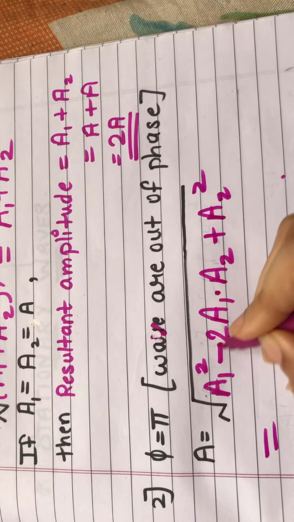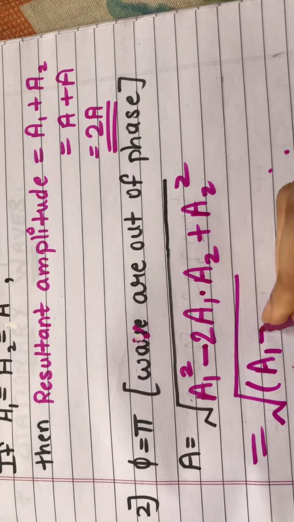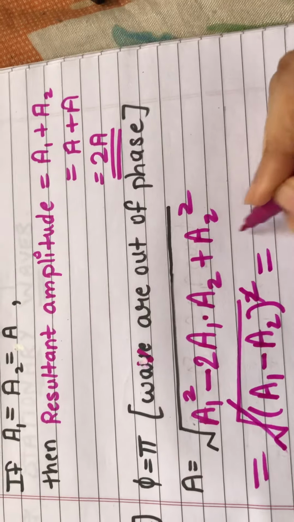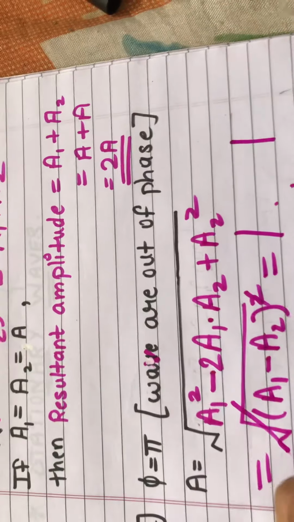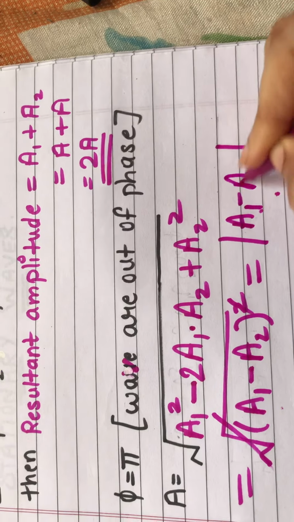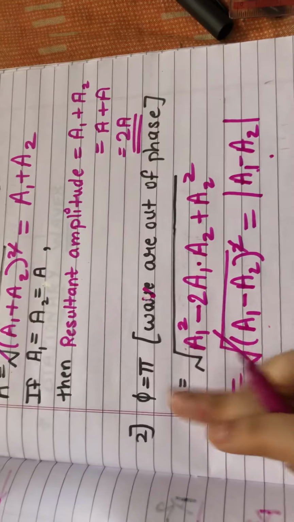This is what: a square minus 2ab plus b square is a minus b the whole square. So square and square root get cancelled. We will write the mod sign, so whatever value we get, that should be positive. So mod of a1 minus a2. This is the resultant amplitude if phi is equal to pi.